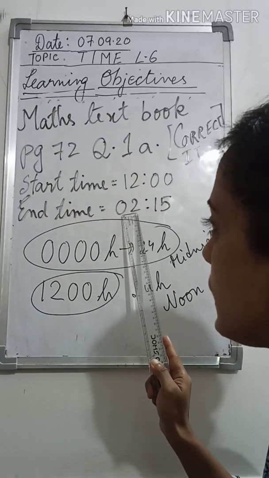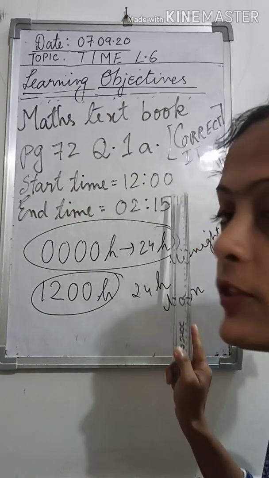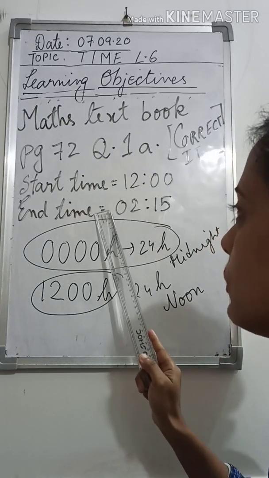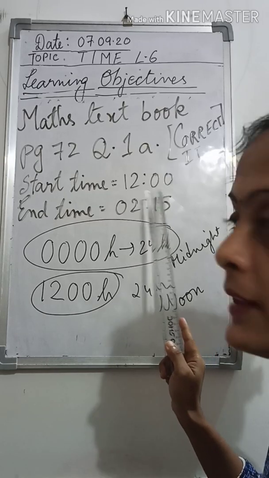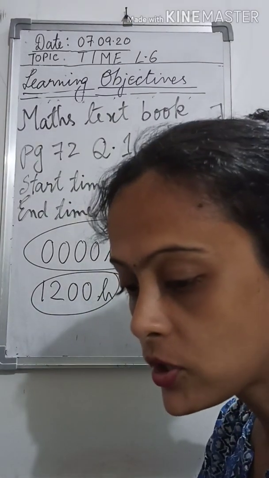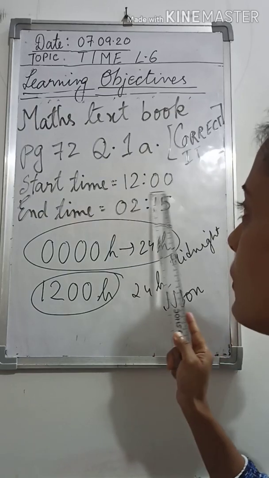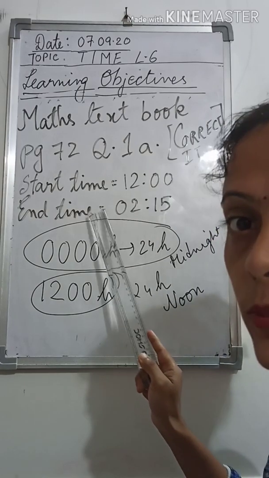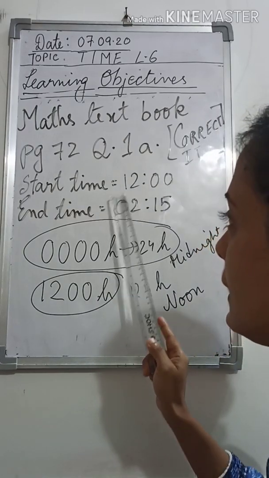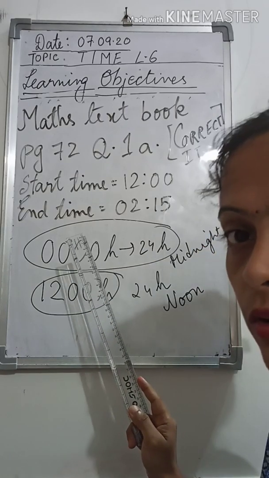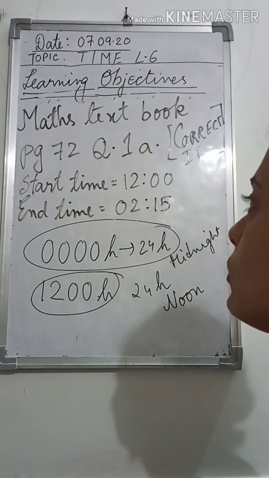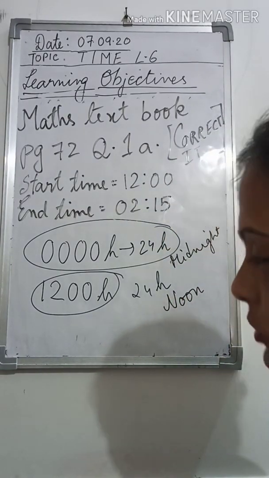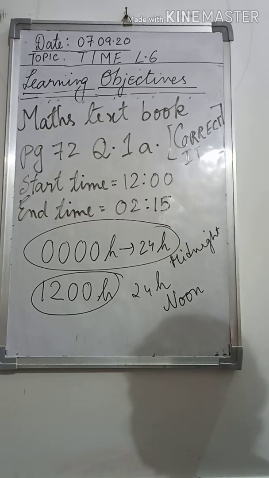If this had been afternoon time, it would have been written as 14:15. But since it is given as 2:15, it's not afternoon. It's the night time. What is the question? The starting time is 12 noon and the ending time is 2:15, which means the ending time is given for the night time. So we are going to calculate the duration now. I hope everybody is clear up to here.